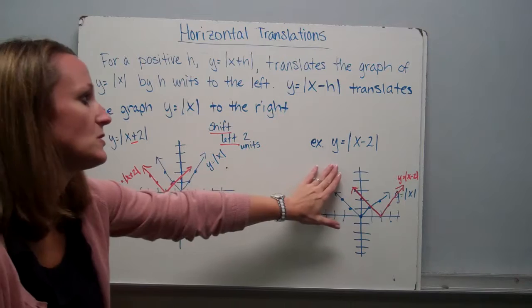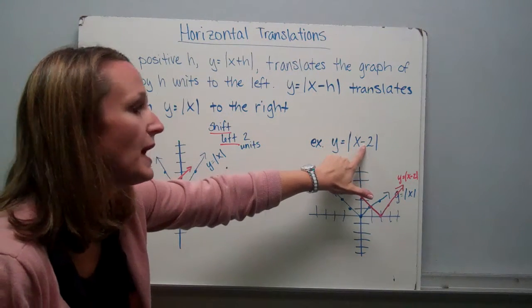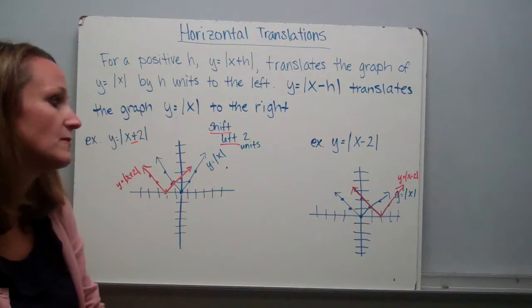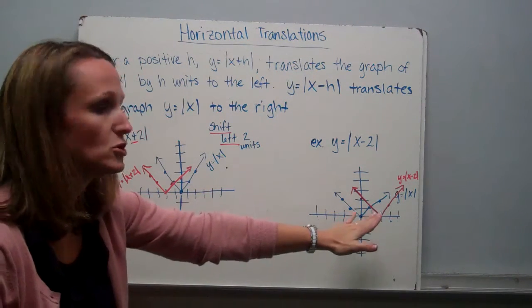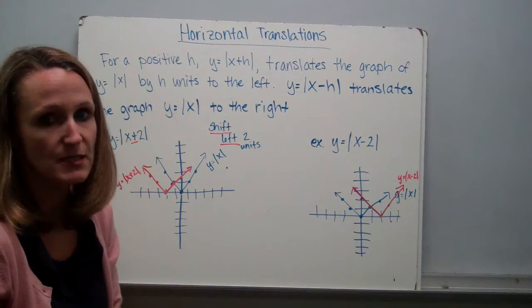Okay? Now on this one, I have absolute value of x minus 2. Well, this is a minus, and it's inside the absolute value, so I'm going 2 units to the right. Notice the blue represents my pre-image, the red represents my image.